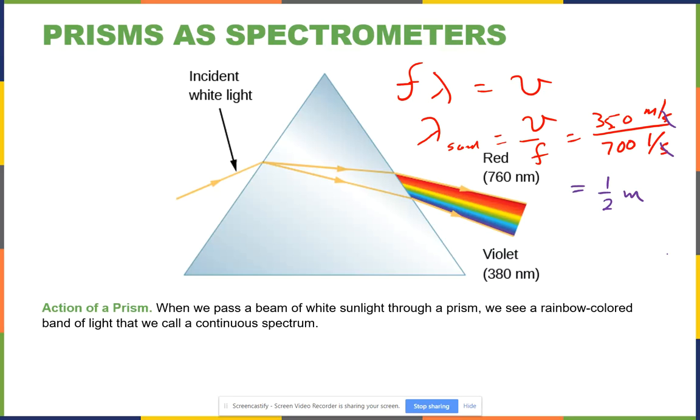Well, much slower. Slightly slower. It has a slower speed than the red light. Because it has a slower speed, it bends more. And so we have a spreading of colors in a prism.